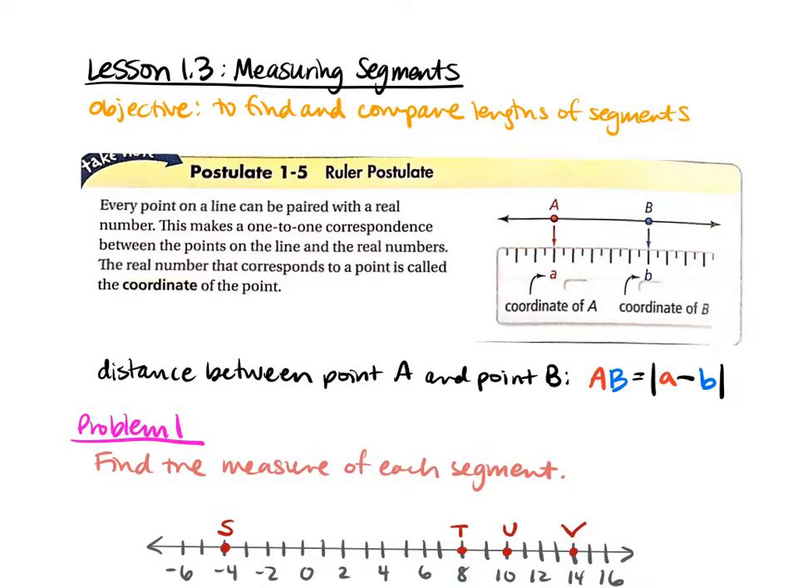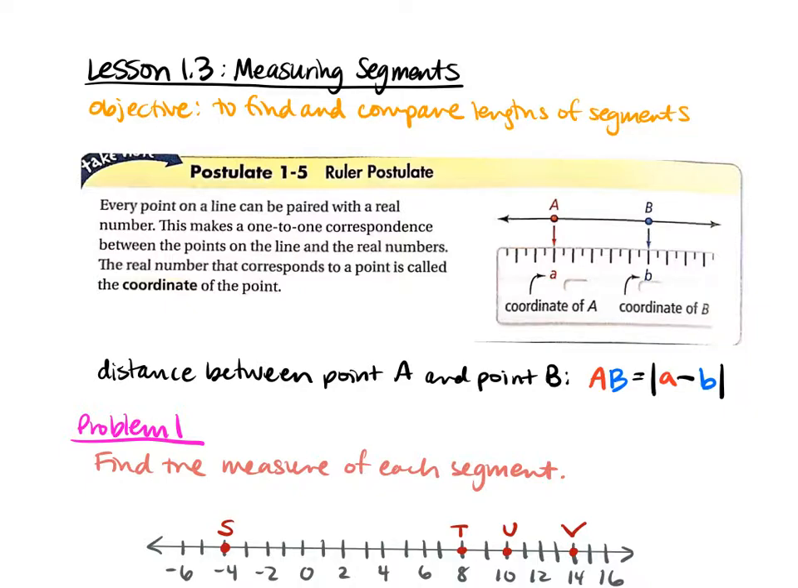This is the video lesson for Geometry Lesson 1.3, Measuring Segments. The objective of this lesson is to find and compare lengths of segments. So the first thing we're learning in this section is Postulate 1.5, which is the Ruler Postulate.